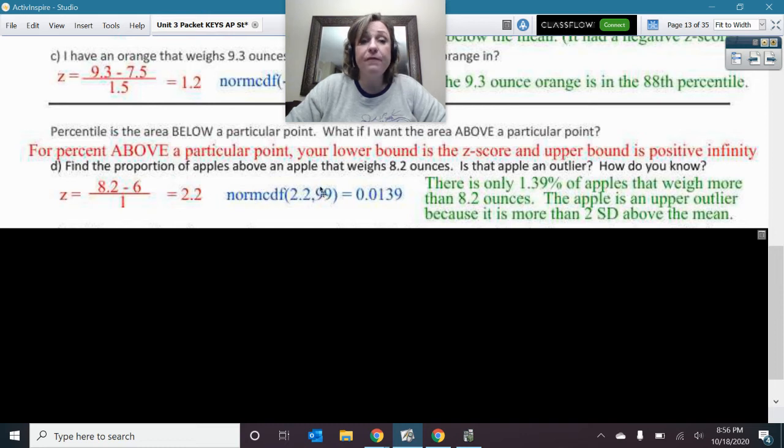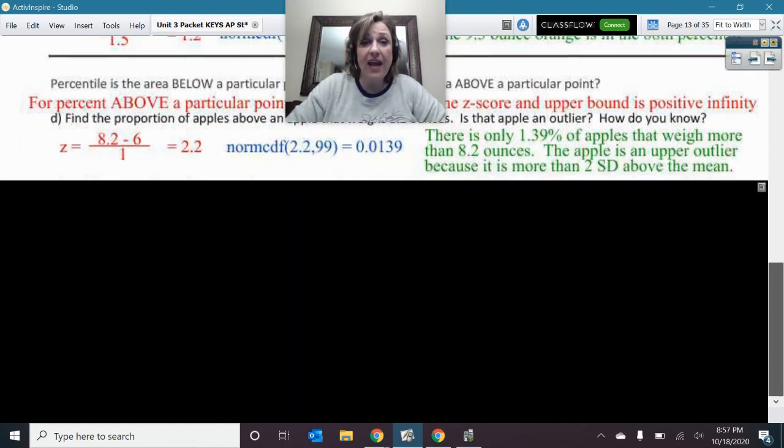So I'm going to norm CDF from that value, and then I'm going up, so I go to positive infinity. That's represented by positive 99. And that's 0.0139. So you know what? Only 1.39% of gala apples weigh more than 8.2 ounces. So not very many. Remember that the top 2.5% is our outliers.